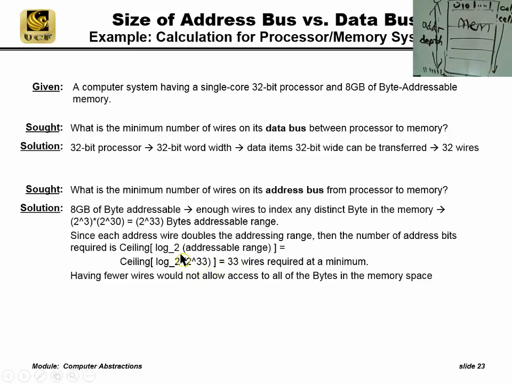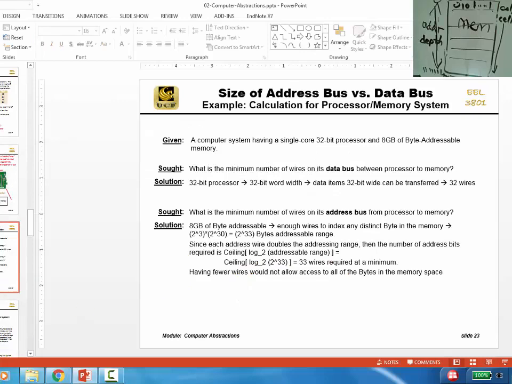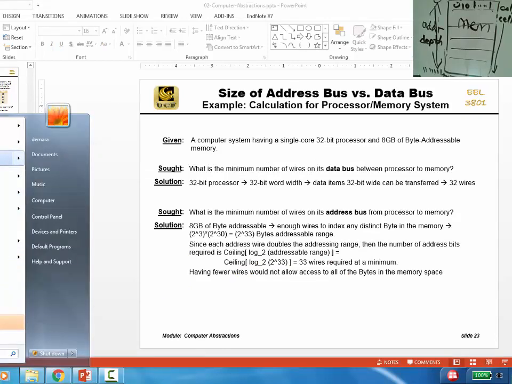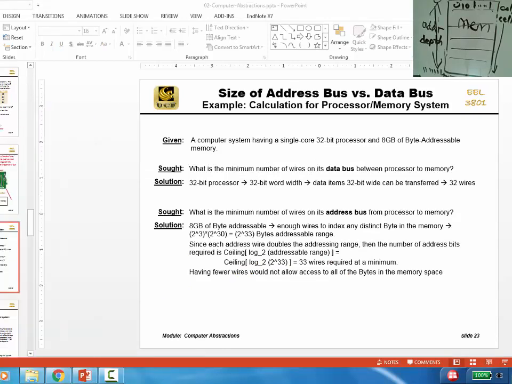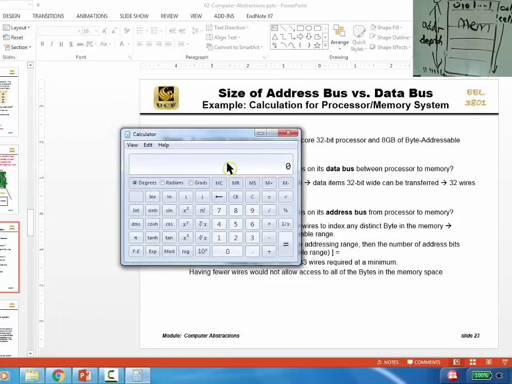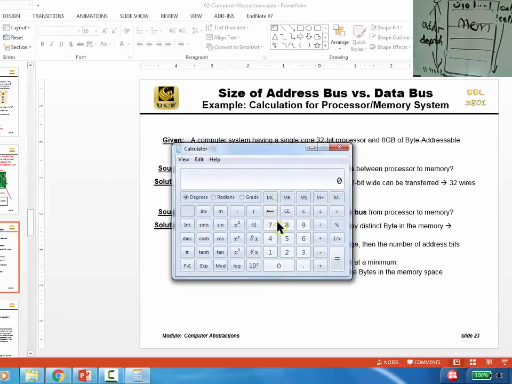In other words, we can do it here. Let's take a calculator and go to scientific mode. And we say 2 raised to the 33rd power.